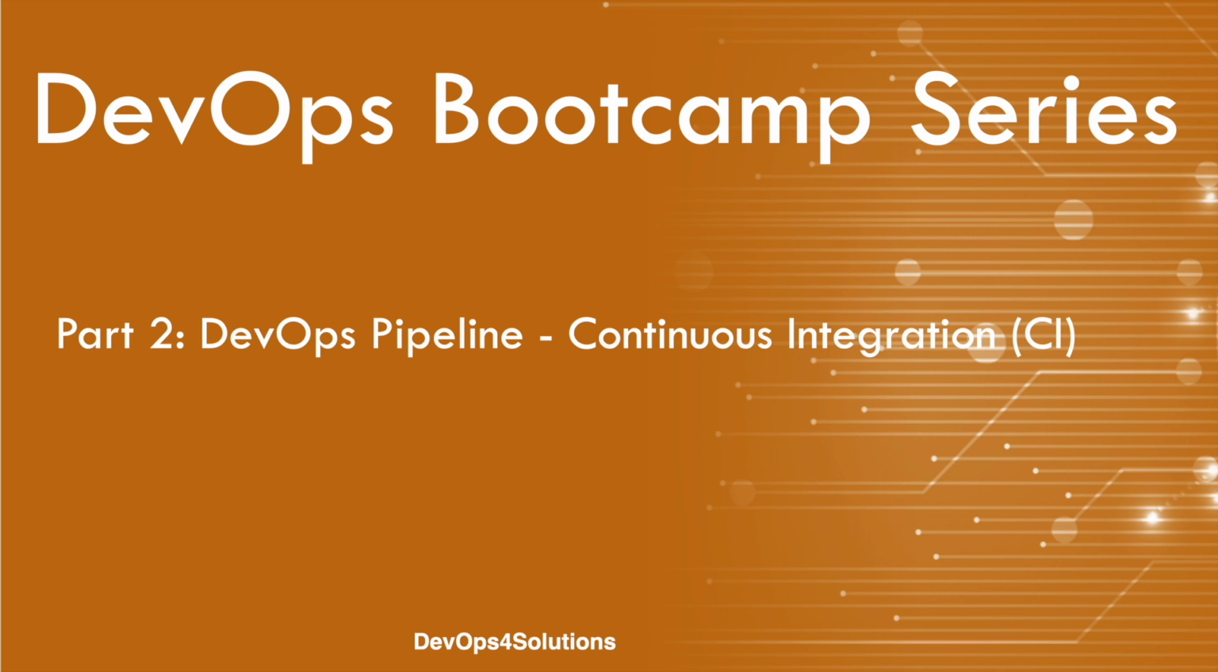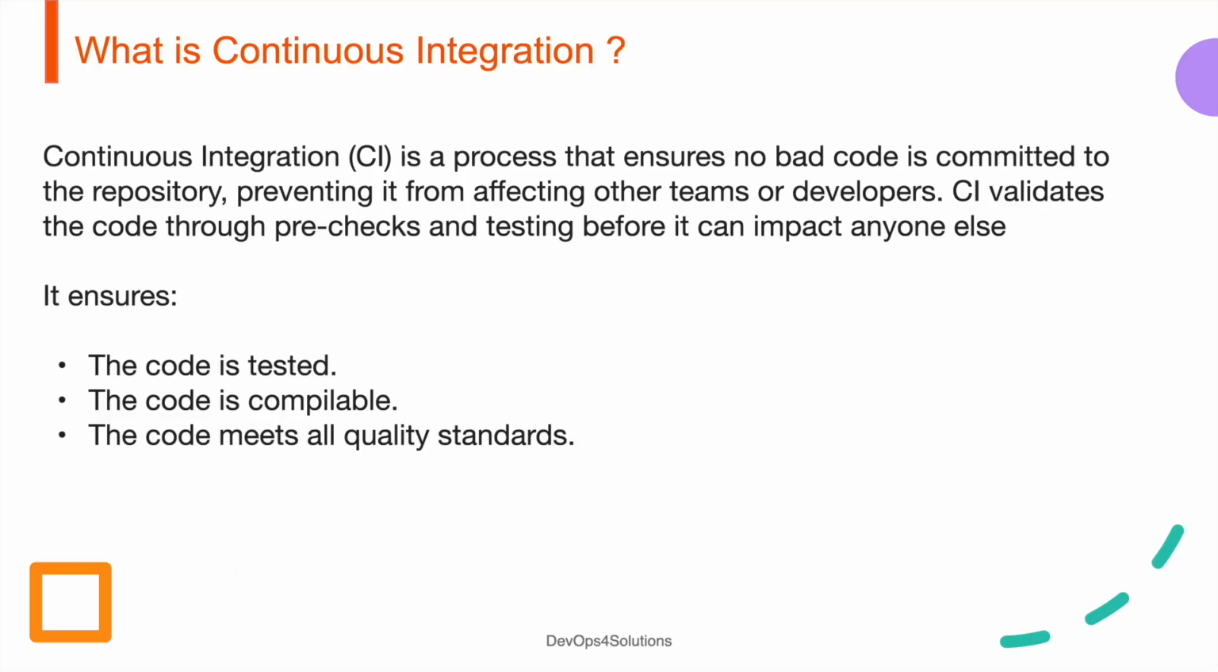In the last video, we explored what DevOps is, why we need it, and the basics of how it bridges the gap between development and operations teams. In today's video, we are diving deeper into the DevOps pipeline with a focus on continuous integration. We will discuss its flow, purpose, and how it benefits developers and teams in achieving faster and more reliable software delivery. So let's begin with continuous integration.